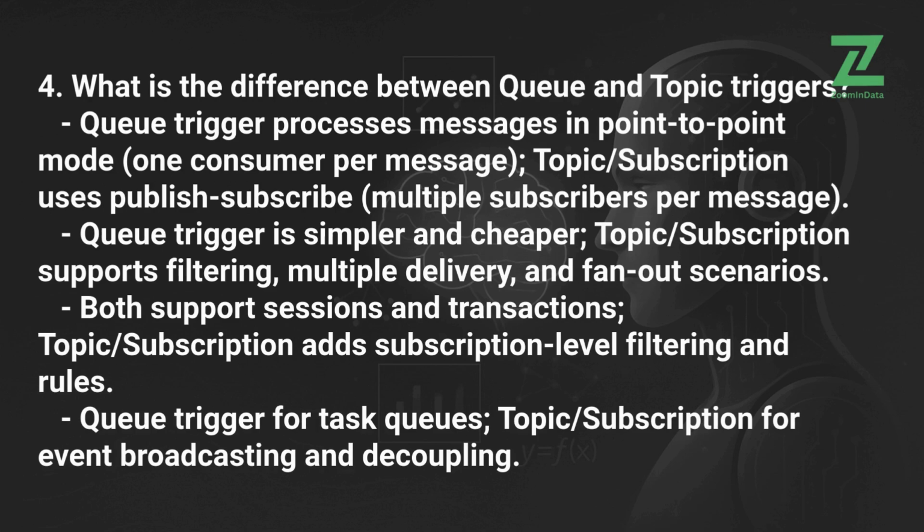4. What is the difference between queue and topic triggers? Queue trigger processes messages in point-to-point mode, one consumer per message. Topic subscription uses publish-subscribe, multiple subscribers per message. Queue trigger is simpler and cheaper. Topic subscription supports filtering, multiple delivery, and fan-out scenarios. Both support sessions and transactions. Topic subscription adds subscription-level filtering and rules. Queue trigger for task queues. Topic subscription for event broadcasting and decoupling.